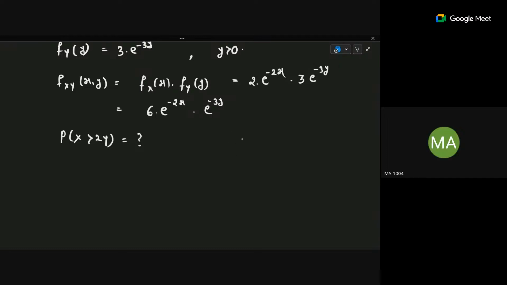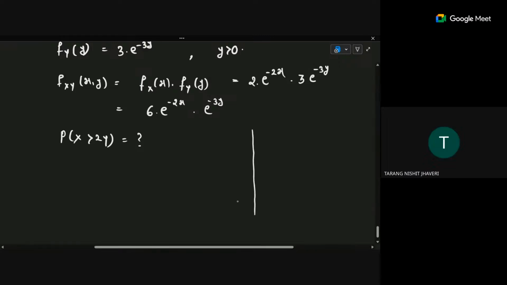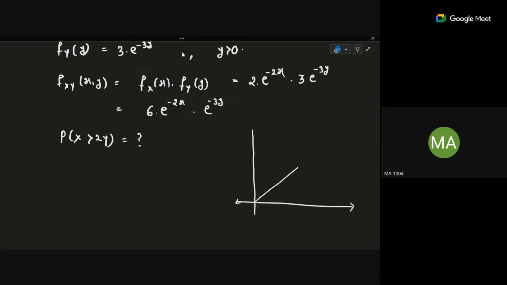Okay, ma'am. X greater than twice y. So how to proceed then? We'll draw the line x is equal to 2y, and after that, the lower triangular region is what we have to find. Let's say this is x is equal to y. So x is equal to twice y will be somewhere like this, right?